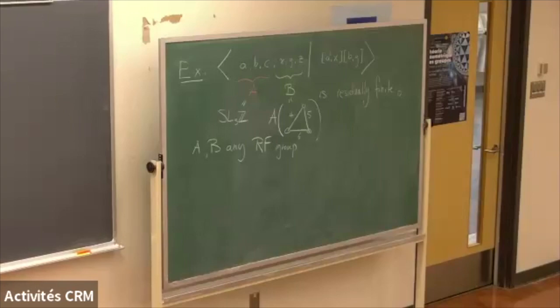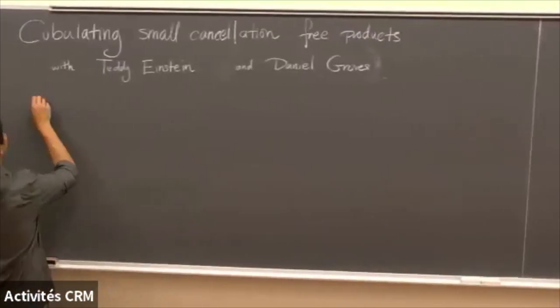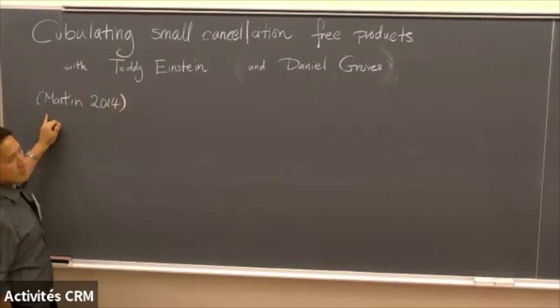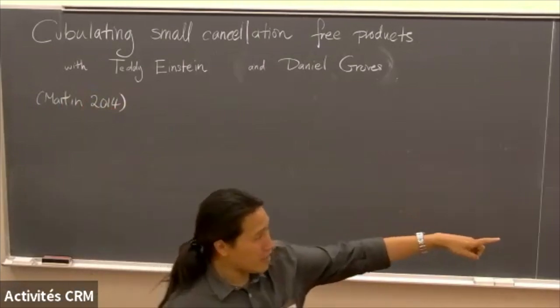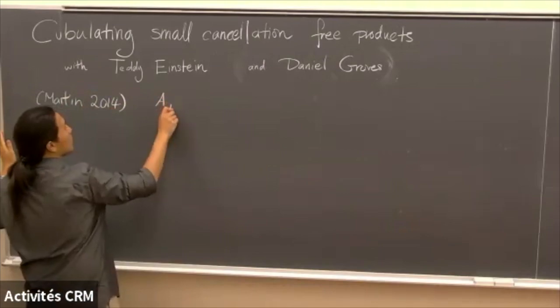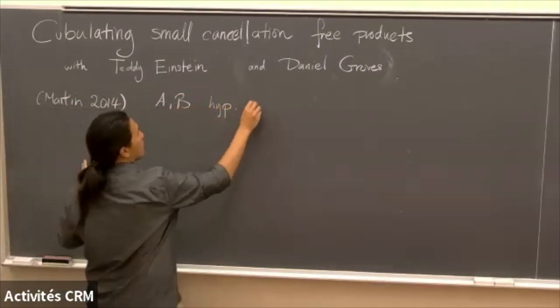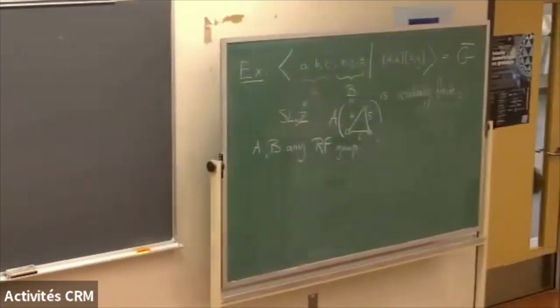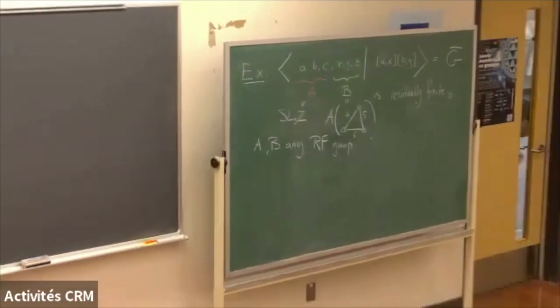So just to have an example in mind and see where we're going, I should mention that maybe if the only way you know how to build residually finite groups after last week is to take a hyperbolic group that's cubulated, then you don't need anything I'm going to tell you. Okay, so first, let me start at the beginning. In 2014, Alexandre Martin showed that if A and B are hyperbolic, then this quotient, let me give it a name, G bar, is again hyperbolic.